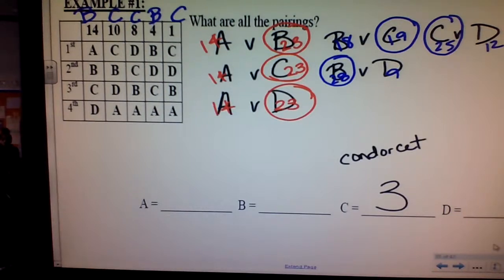Condorcet. Okay. They're the Condorcet candidate. B walked away with 2. C walked away with 3. Sorry, D walked away with 1. And A had 0. What a loser.